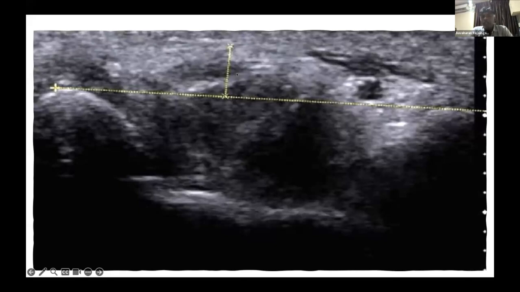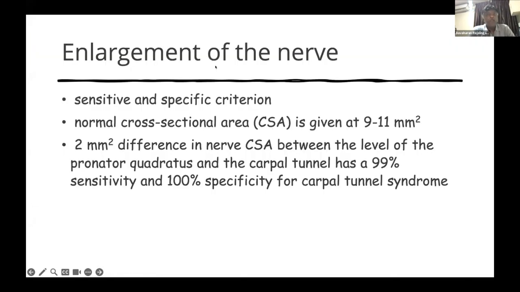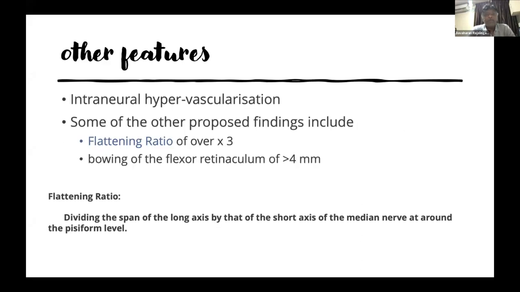If it is less than 2 millimeters, generally we call it a palmar bowing of the flexor retinaculum. So enlargement of the nerve is very specific, and the normal cross-section area is 9 to 11, around 10. But as I always told you, there should be a comparison of the same nerve at the pronator quadratus level, which is proximal, and at the carpal level where it is compressed. If the difference in cross-section area is more than 2 millimeters square, it is always very significant.